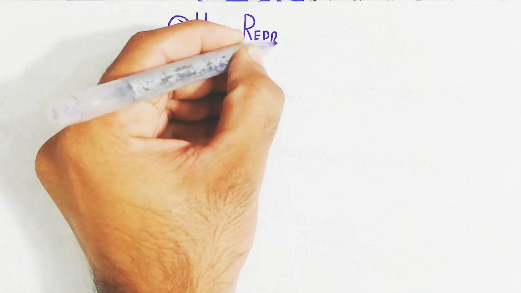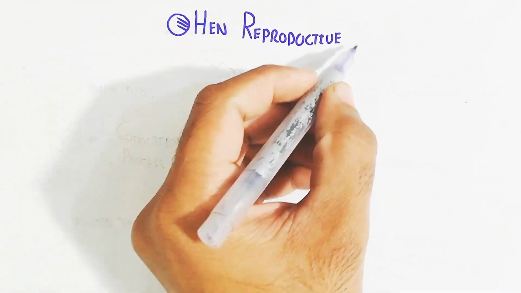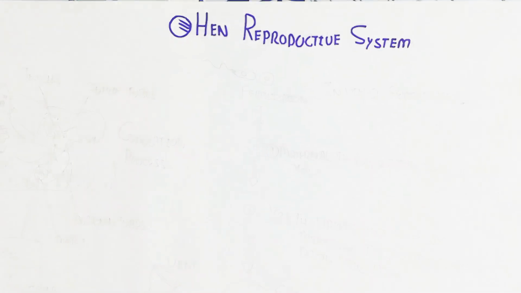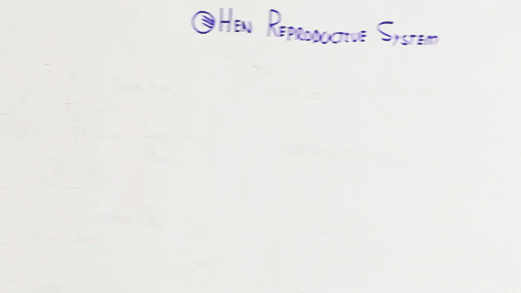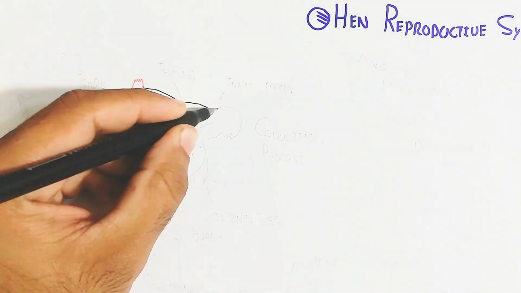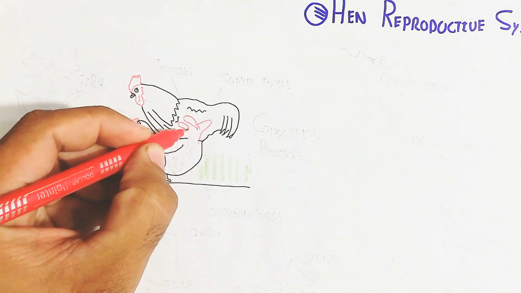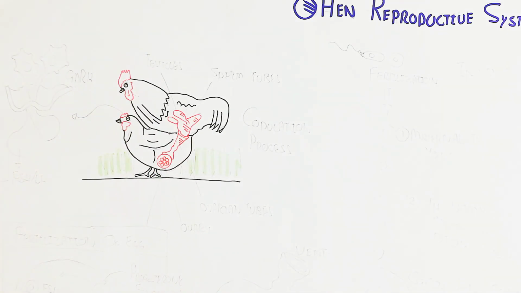Hello, in this video we will learn about the hen reproductive system. The hen reproductive system basically contains, in the male, the testes and the sperm tube, while the female contains the ovary and the ovarian tube.